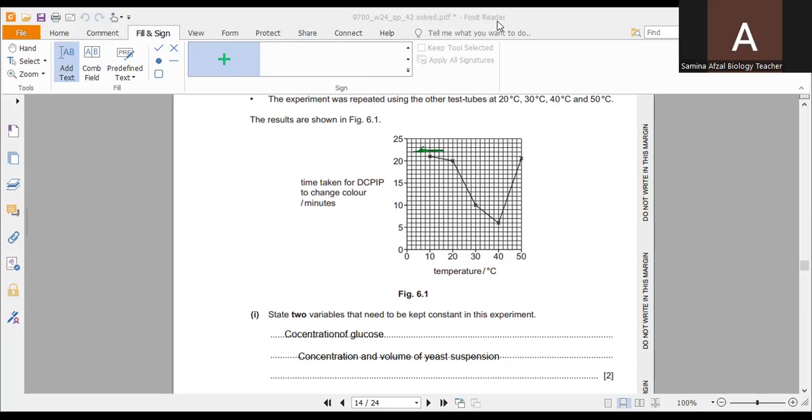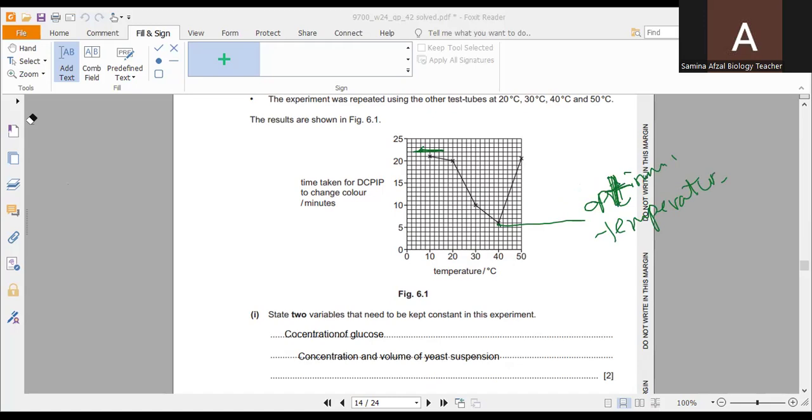And we know that 40 degrees centigrade is the optimum temperature for enzyme activity. You know very well this characteristic of enzymes: the optimum temperature for enzyme activity is 40 degrees centigrade.